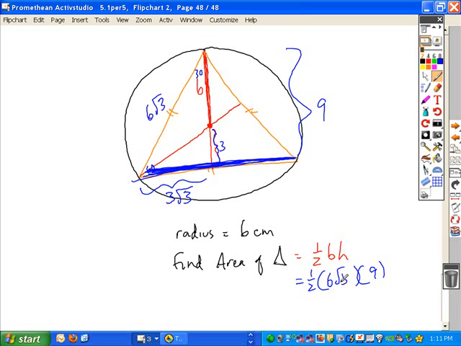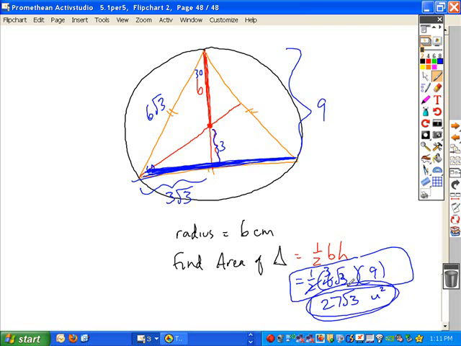So you would get 6 root 3 as your base. And then you can just calculate your overall area. Half of 6 is 3. 3 times 9 is 27 root 3 square units, because it's an area. So you could find your total area pretty quickly without having to use a calculator, just using special properties of 30, 60, 90 and the properties of the centroid cutting off the median.